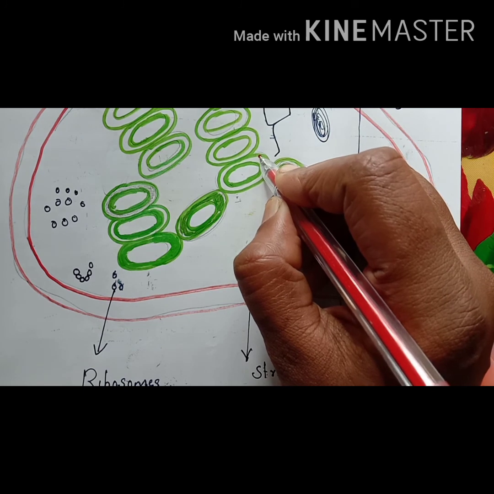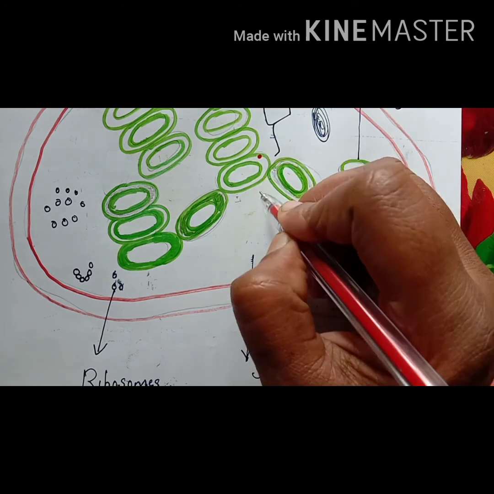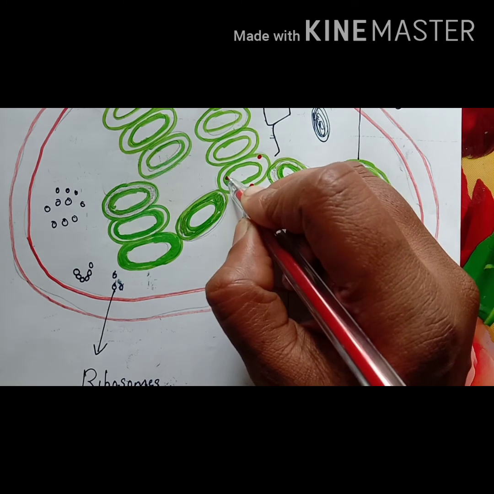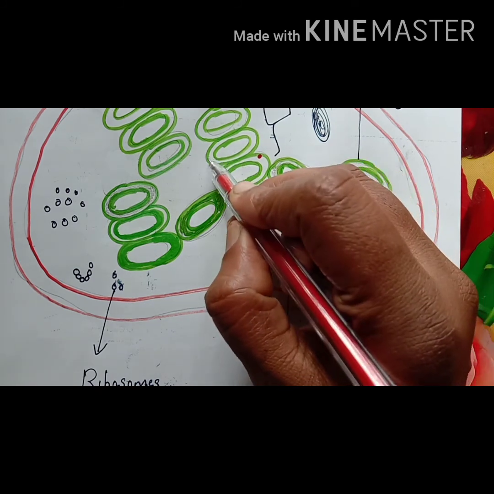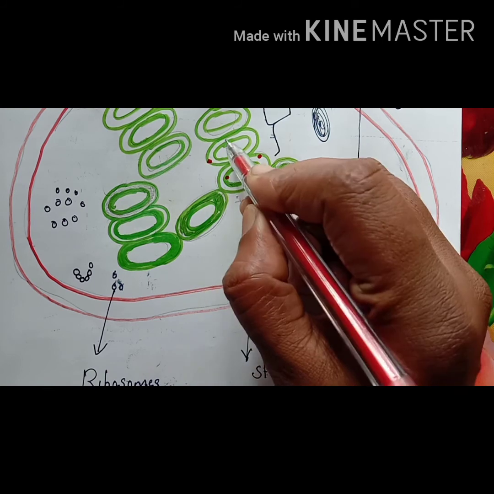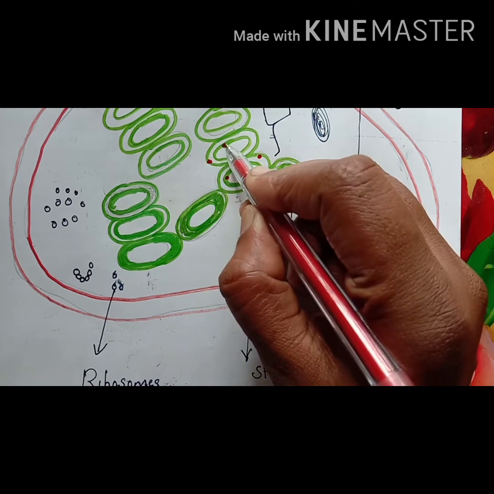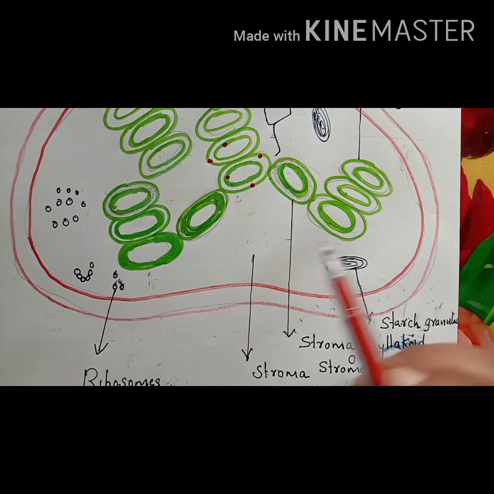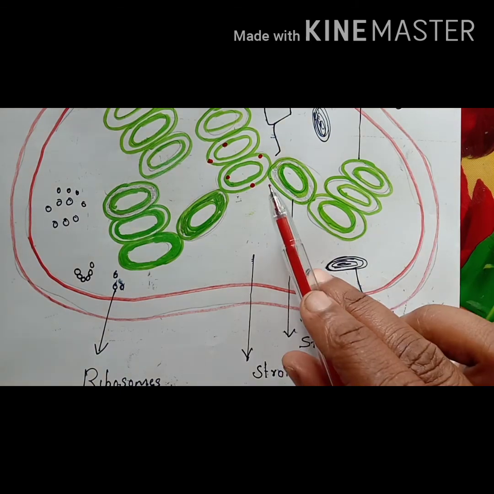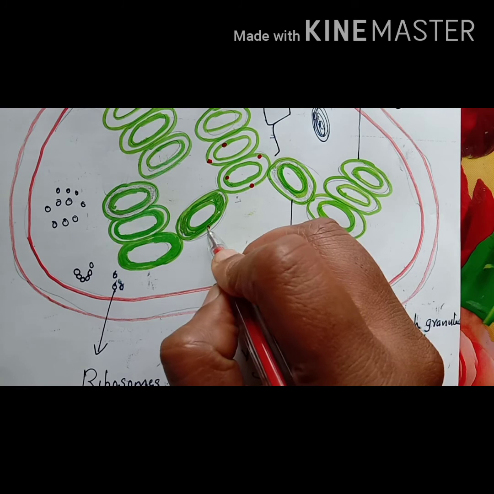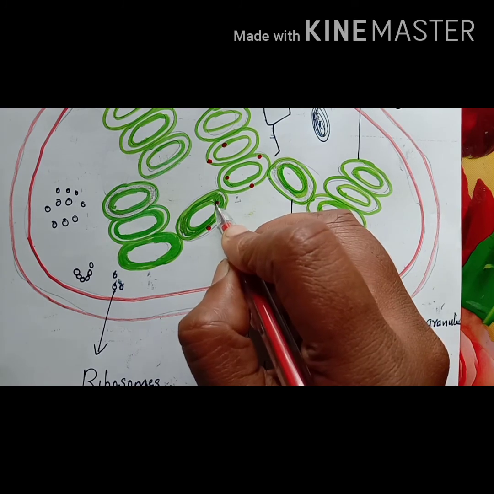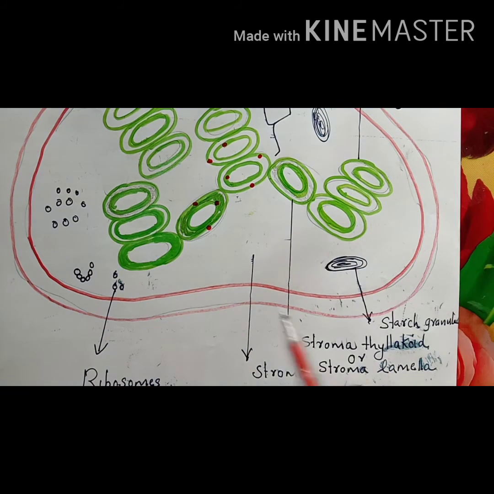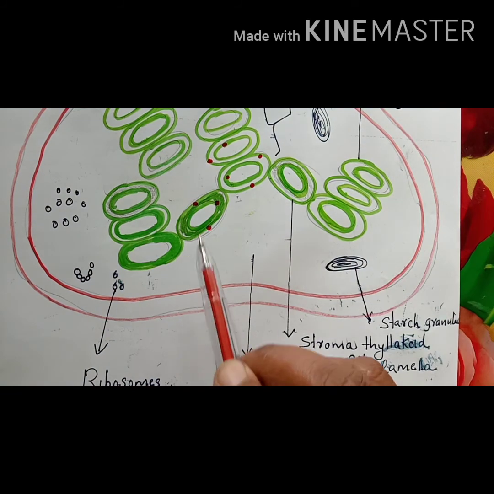So the pigment molecules are located on where? Pigment molecules, now I am labeling them as a, in red color. The pigments are located on the membrane of these thylakoids, both grana thylakoid as well as stroma thylakoid. So photosynthesis also happens on where? This region.